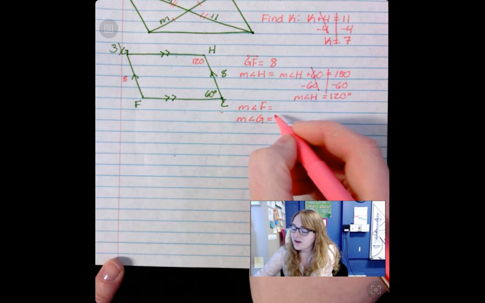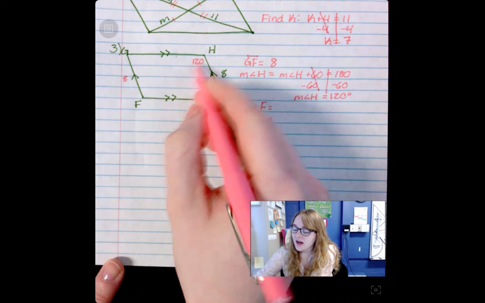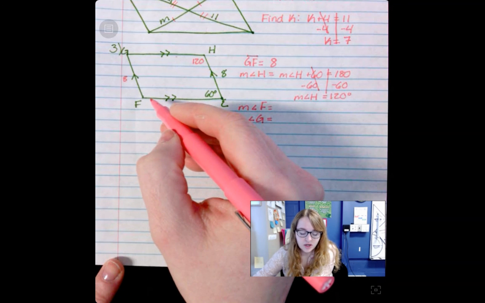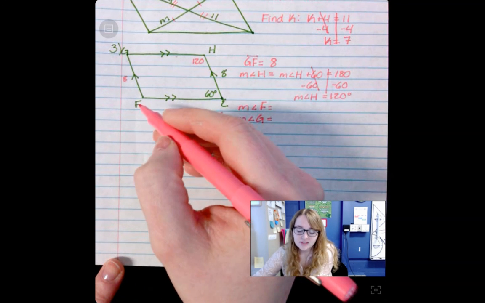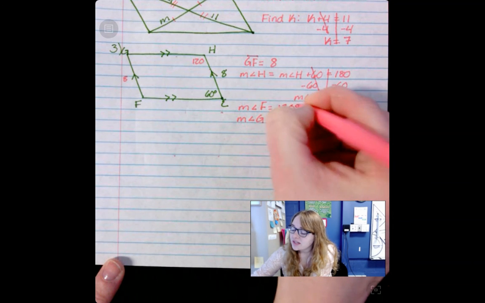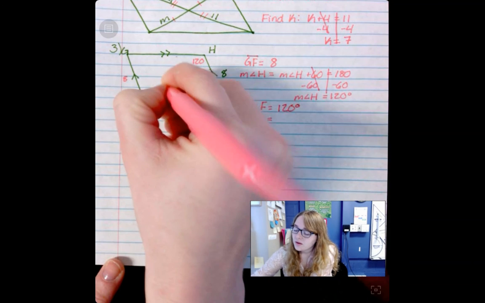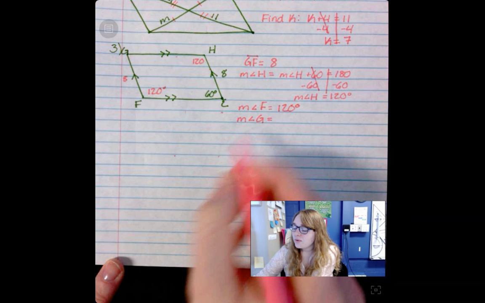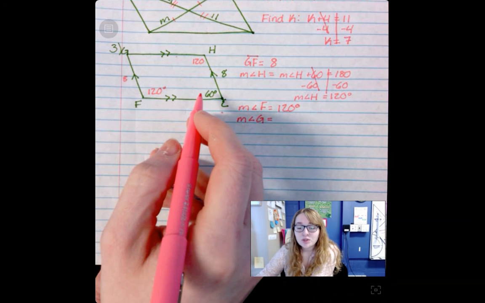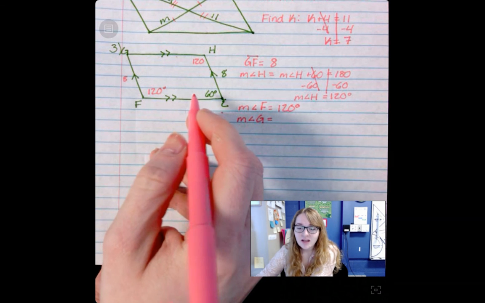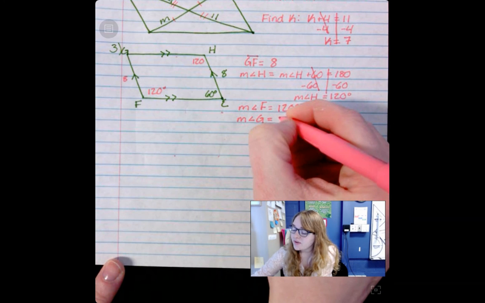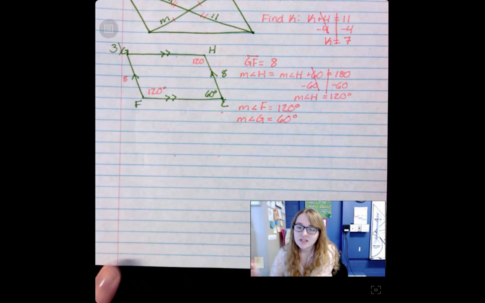Okay, next we want to find angle F, which is opposite from angle H, or not touching angle H. So we could use our second super cool rule that opposite angles are congruent, and we know that angle F is also 120 degrees. Finally, we want to find the measure of angle G, which is opposite from the measure of angle E, which we know is 60 degrees. So we can again use our second super cool rule that opposite angles are congruent and say that the measure of angle G is also 60 degrees.